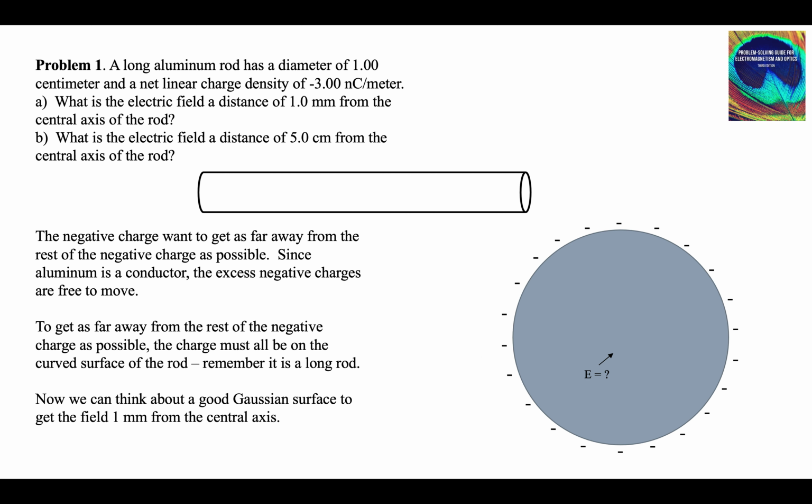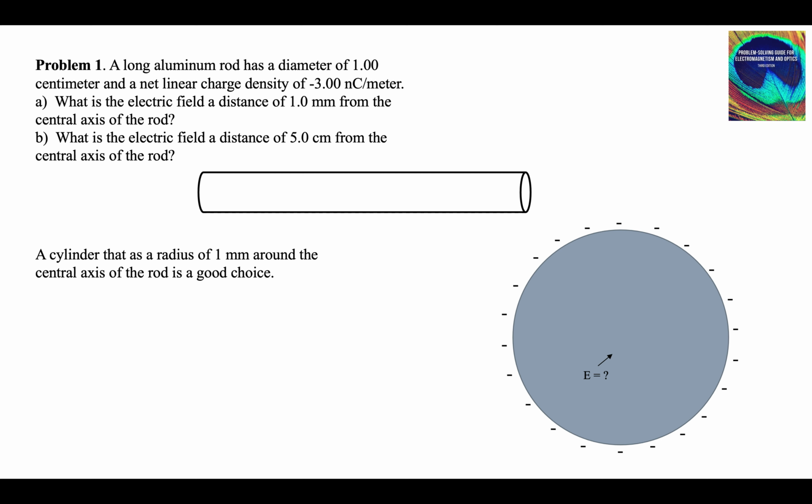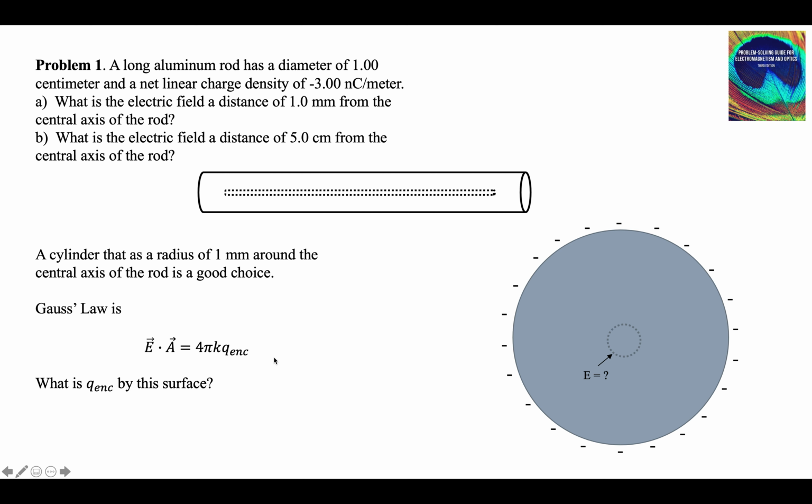Now we can think about a good Gaussian surface. We're going to get the field 1 millimeter away from the central axis. So let's put it 1 millimeter away from the central axis, and matching the geometry, we make a cylindrical tube. There it is. Here it is inside our other figure. Gauss's law for E dot A is 4 pi k Q enclosed. What's Q enclosed by this surface?